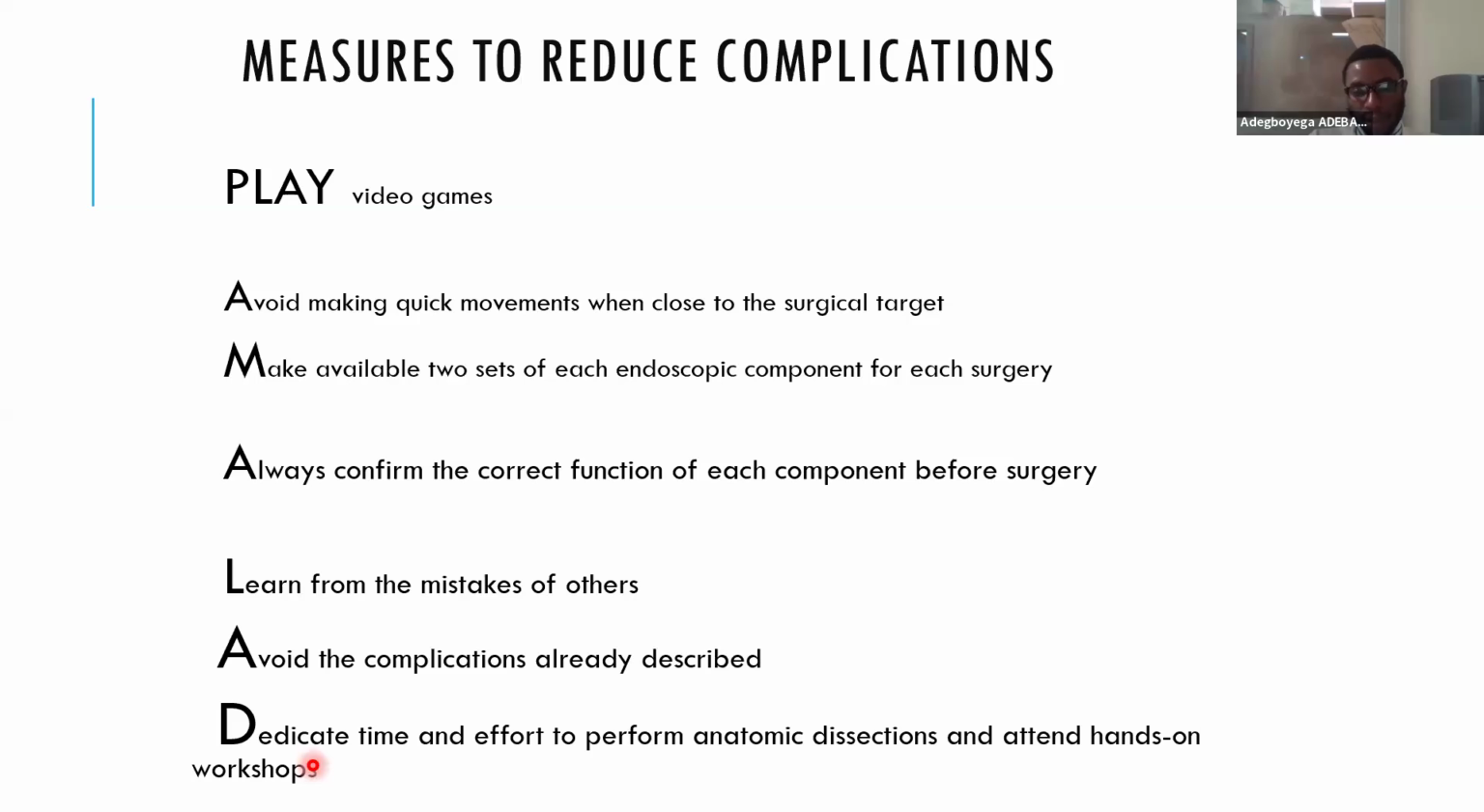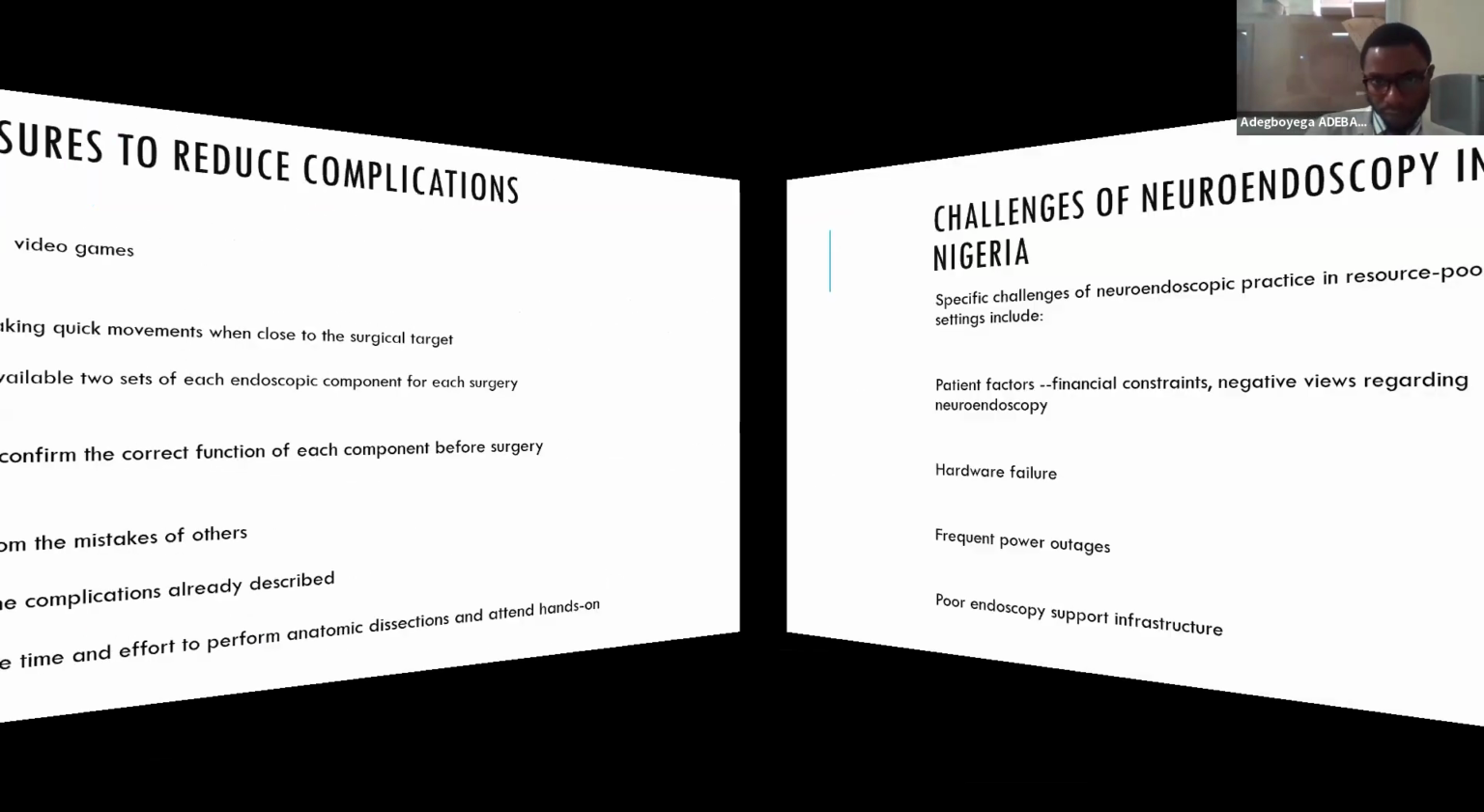If one equipment or instrument fails, a backup can be used in its place. The surgeon should always confirm the correct function of each component prior to surgery. It is prudent that the surgeon should learn from the mistakes of others and avoid repeating them. The surgeon should also dedicate time and effort to performing anatomical dissections and attending hands-on workshops to strengthen his hands.